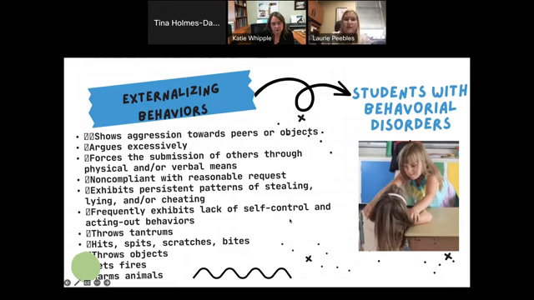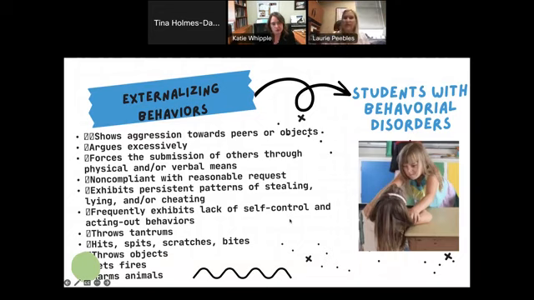Frequently exhibiting lack of self-control and acting-out behaviors. Again, throwing tantrums, if age appropriate. Think about that. Hitting, spitting, scratching, biting peers, throwing objects. I added setting fires because I truly have had kids, both in private practice and in the school system, who did that as part of their behavior, and it was literally in their behavior plan. I've also had kids who, in their police reports, harmed animals. So that's any kind of this behavior that is external.